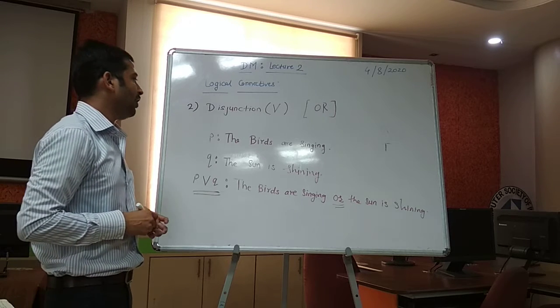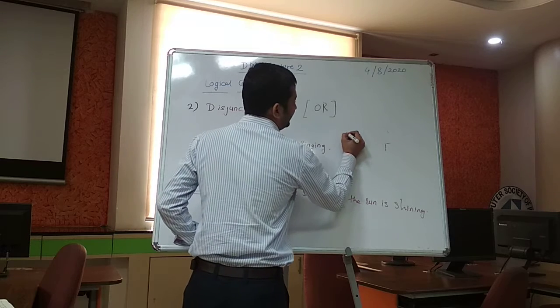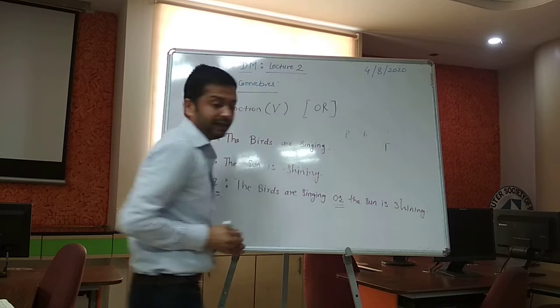So the truth table for this disjunction is like that. We will again consider two input statements P and Q.